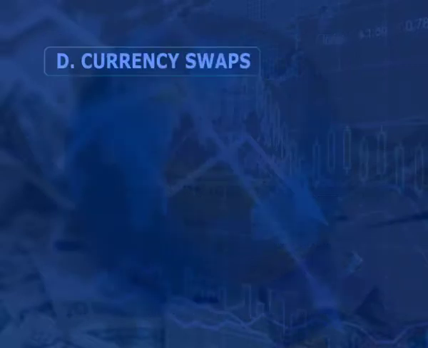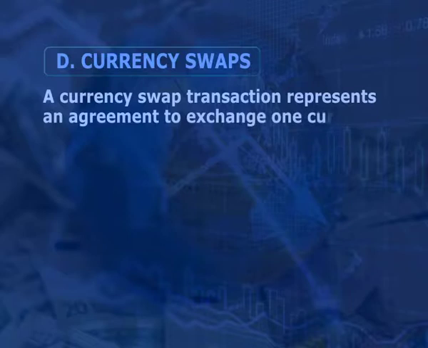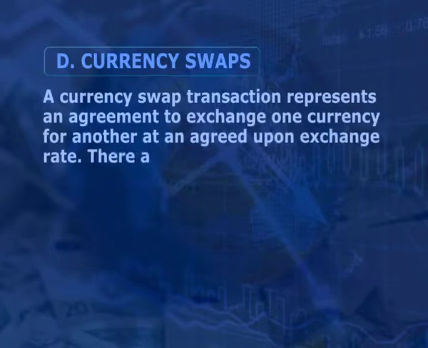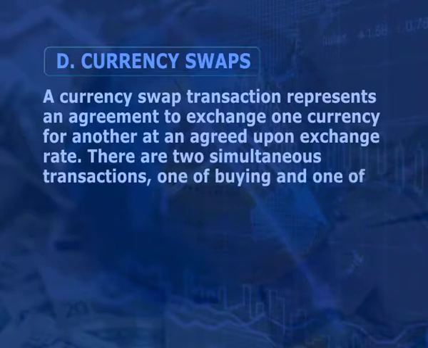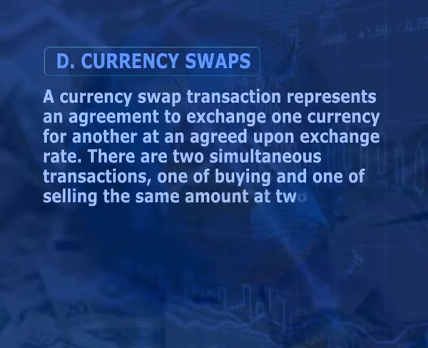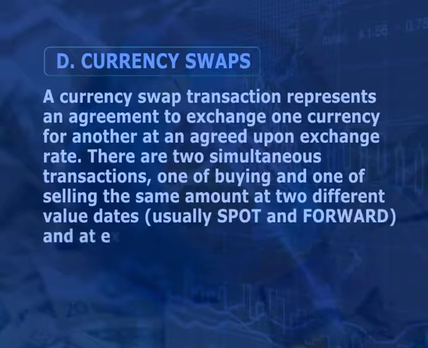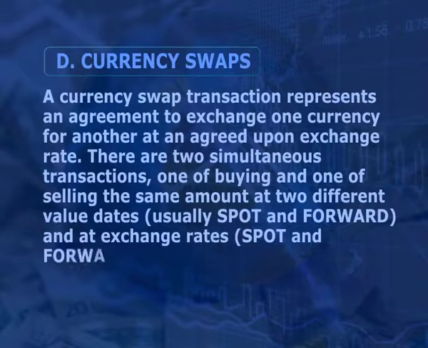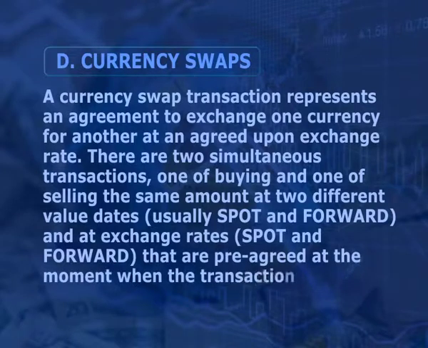Now, let me talk about currency swaps. A currency swap transaction represents an agreement to exchange one currency for another at an agreed upon exchange rate. There are two simultaneous transactions, one of buying and one of selling the same amount at two different value dates, usually spot and forward, and at exchange rates, that is spot and forward, that are pre-agreed at the moment when the transaction is closed.